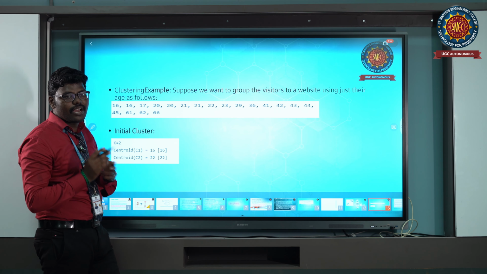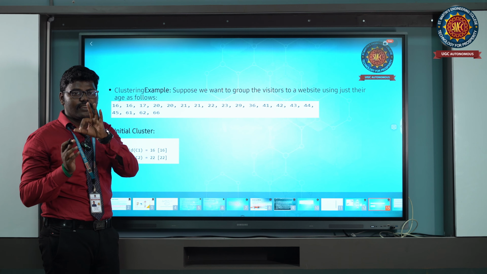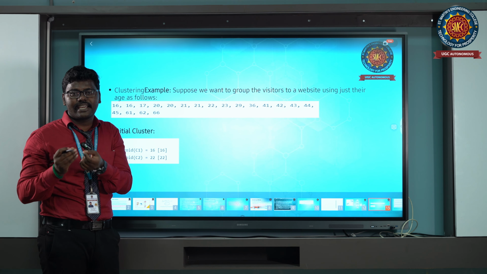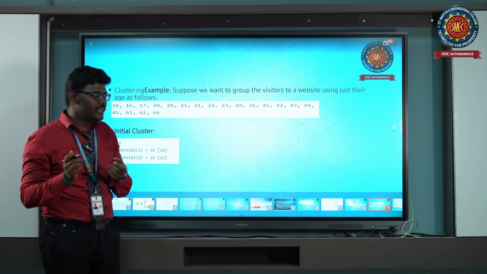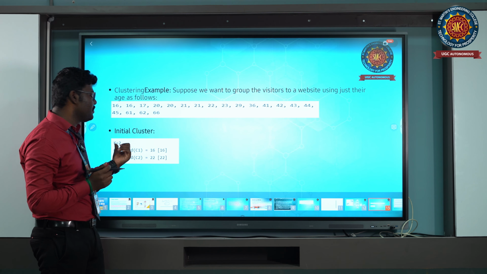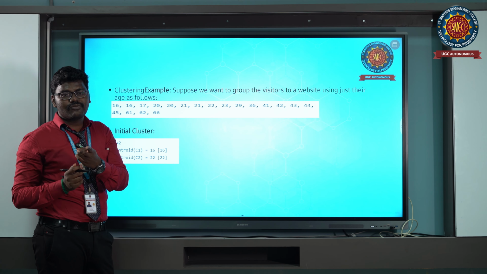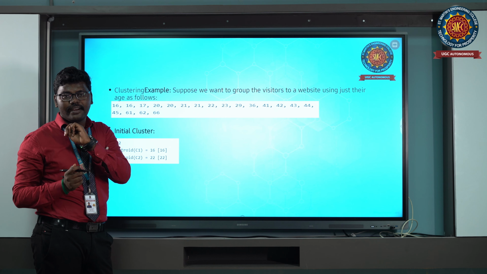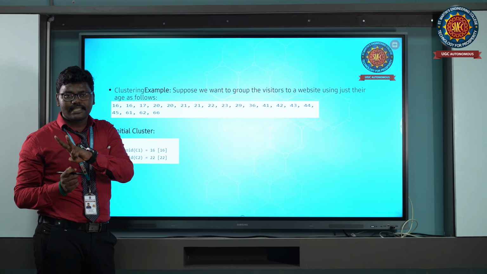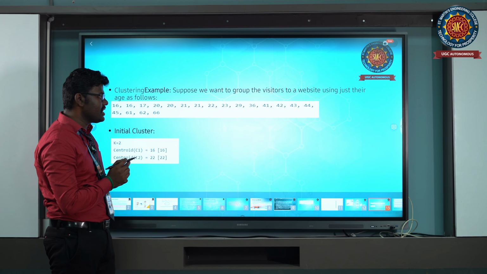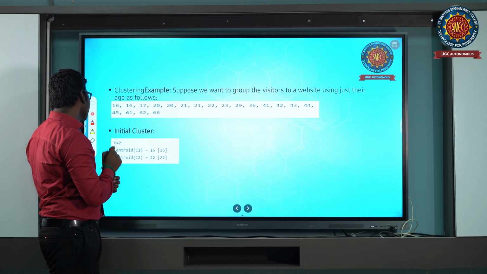The next step is to form the input parameter. Initially we have to get the input parameter k from the user. Here we take k equal to 2, which means we have to choose 2 random centroid points. I will choose 16 and 22. So what is the next step?